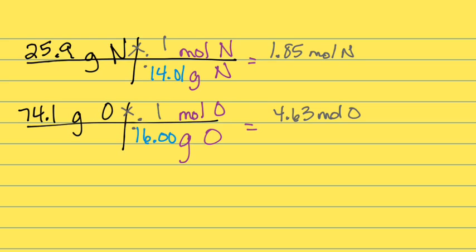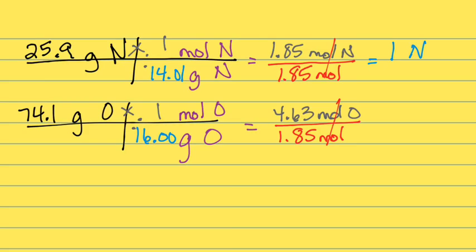Step number 3 says divide both of those answers. We could have more than just 2 answers. It depends on how many elements you have. But in this case, we are dividing our answers by the smallest value. So the smallest answer we had coming out of step 2 is the 1.85. So we're going to divide both of these by 1.85 moles. Notice our moles cancels. And in the top, you're going to have a 1 for sure for at least one of your answers. So this is 1 nitrogen. So nitrogen's new subscript is 1. And when you divide the bottom one, you get 2.5 oxygen. So the new subscript for oxygen is 2.5.